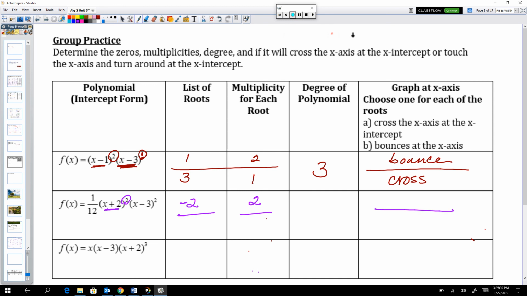The action that happens at the x-axis for that is a bounce. It's an even multiplicity, so it's causing a bounce.